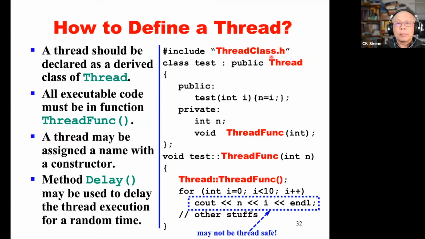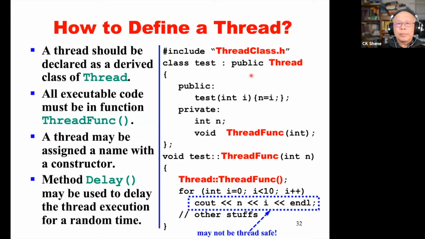Frequently, we hear comments from students: my compiler couldn't find the Thread class, and so on and so forth. It's basically that you forgot to include ThreadClass.h. Now, this is not a system header file, so you should not use less-than and greater-than signs, just like what you did for stdio. It's double quotes. This is a commonly seen mistake.